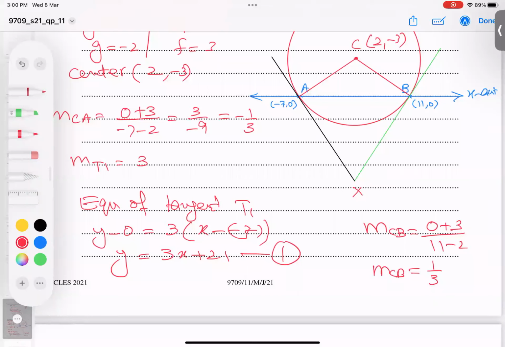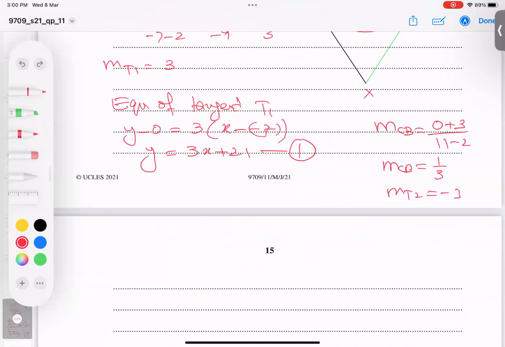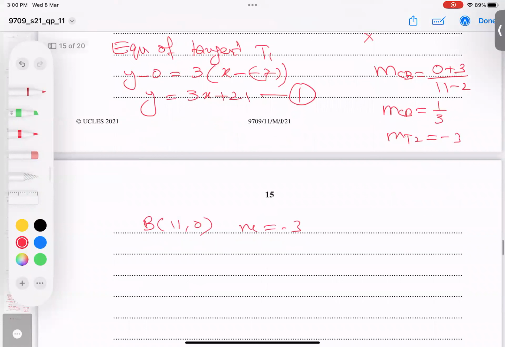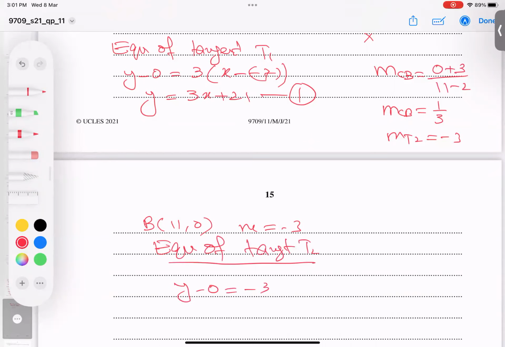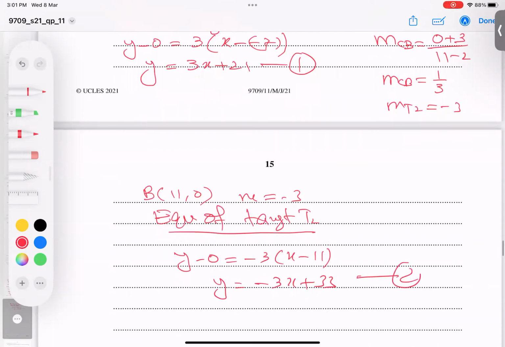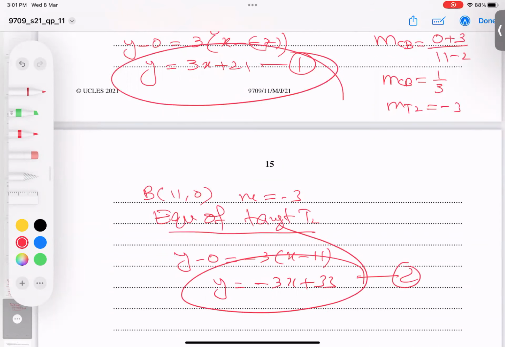CB. And what is the gradient of the perpendicular, the tangent 2? I got -3. I'm using the point (11, 0) and I use -3. So the second equation of tangent, T2. What is the formula? y minus 0 equals m times x minus x1. So I get what here? Minus 3x plus 33.